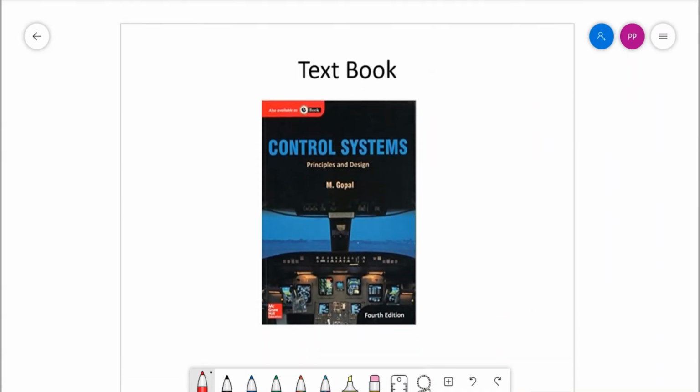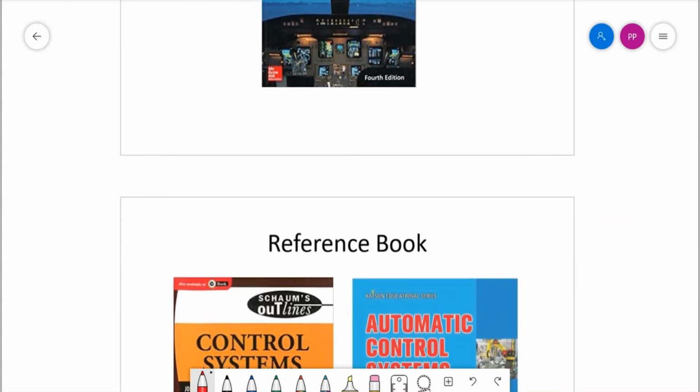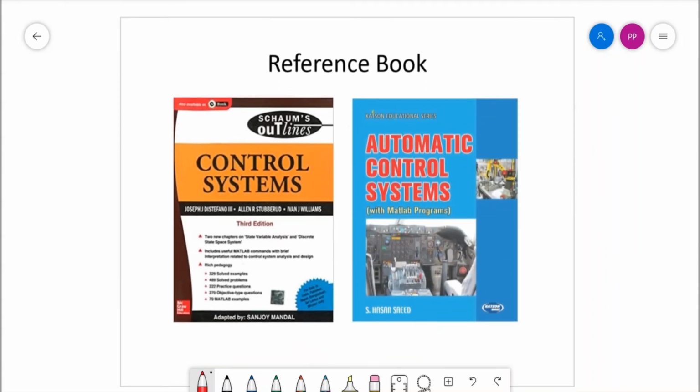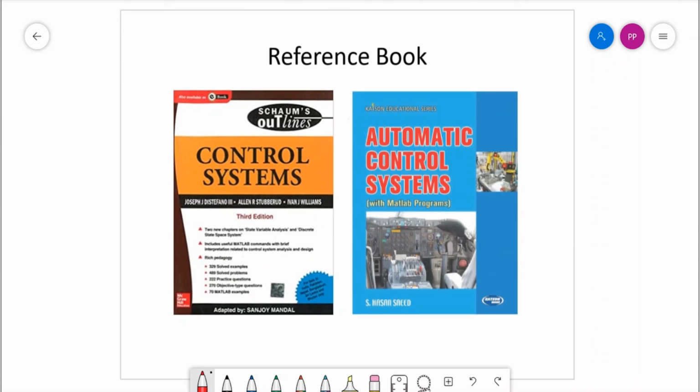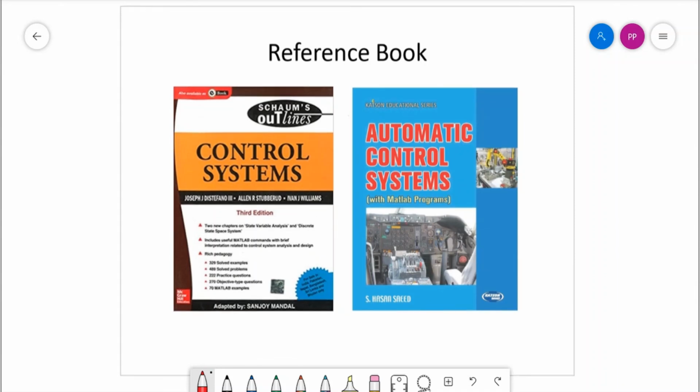So this is the textbook. I generally refer to this book. Other books are by the Schaum series, and this is by Professor Syed Hasan Saeed. This is also a good book.